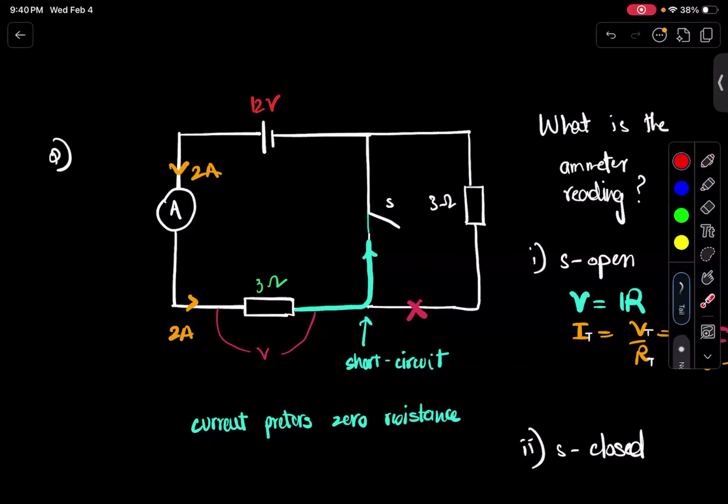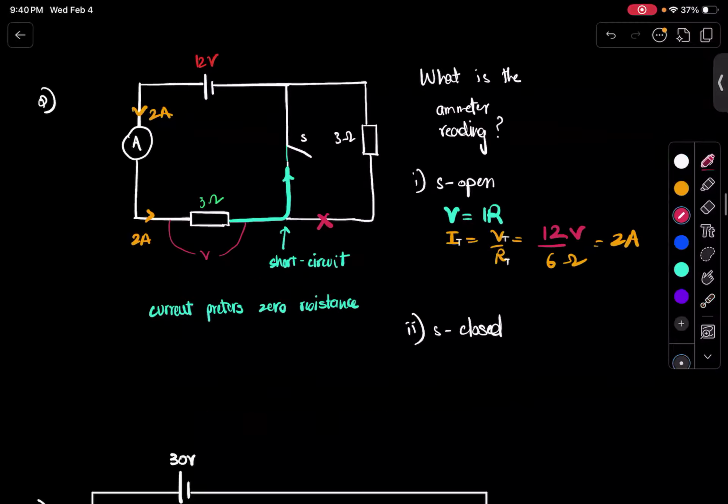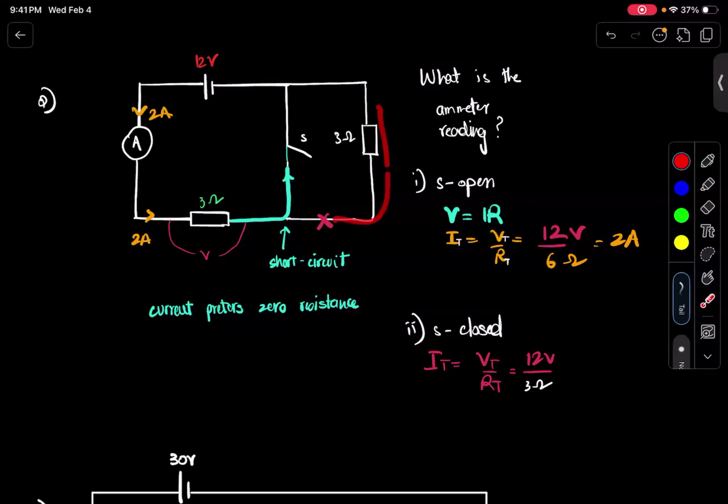So theoretically, let's say that a fire does not occur, then you could assume that this is the only circuit that is existing in this case, right? So this is the circuit, and you can just calculate IT equals VT over RT, the simple way. What is the total voltage? It's 12 volts. What is the total resistance? It is just 3, right? In this case, because you've ignored this completely. The only circuit that exists now is this one. So 12 over 3 is going to be 4 amperes, right?